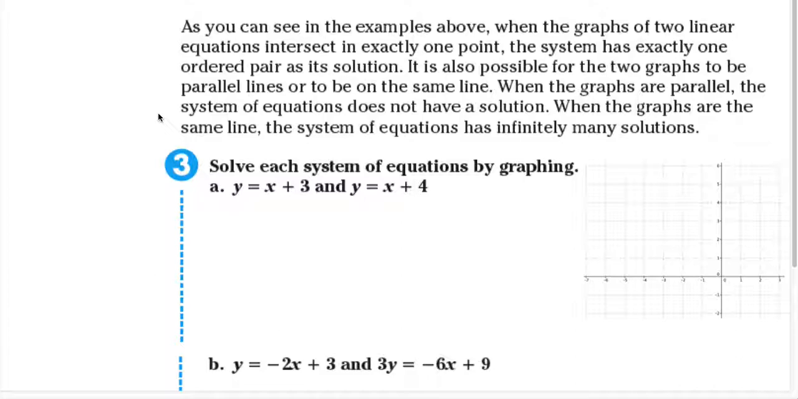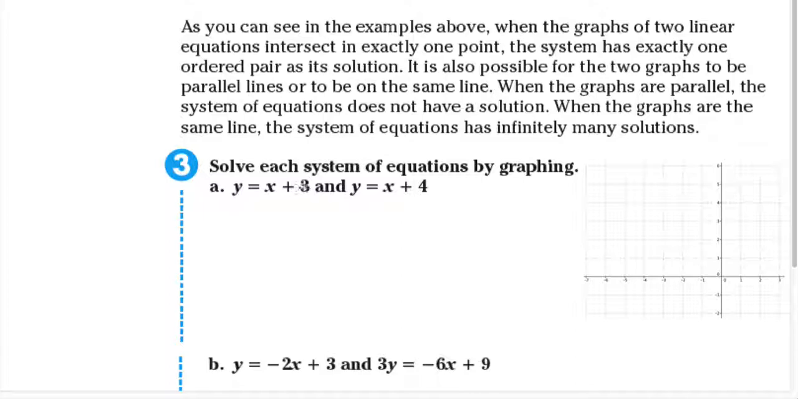It is also possible for two graphs to be parallel lines or to be on the same line. Again, there are two possibilities here, and take note of that. Two graphs can be parallel lines, or two graphs can be the same line. When the graphs are parallel, the system of equations does not have a solution. Do you remember why? Because when the graphs are parallel, they have the same slope. That means if they have the same slope, they will never intersect. That means they are parallel lines, and therefore you won't have an intersection of those two lines.